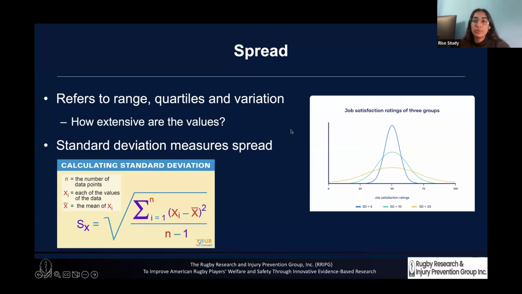And so when we want to measure spread, we tend to use standard deviation, which is essentially, as you can see from the formula here, the number of data points, each of the values, and the mean. So it's more of how far is the data from the mean, or in this case, the central tendency point.